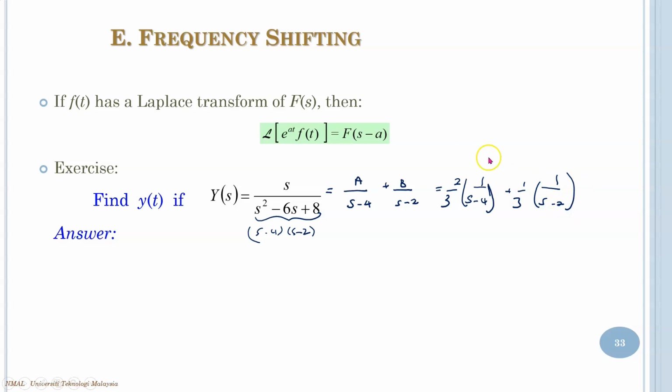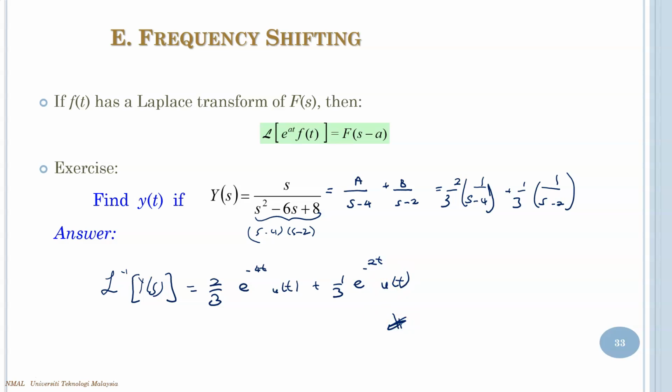For this frequency shifting, you can also refer to the Laplace transform pairs for the exponent function, which should be quite similar. From here, you perform the inverse Laplace transform for Y(s). You get 2 over 3 exponent negative 4t u(t) plus 1 over 3 exponent negative 2t u(t). Please try it. I'm not going to show you one by one here. You should be able to perform this by now.